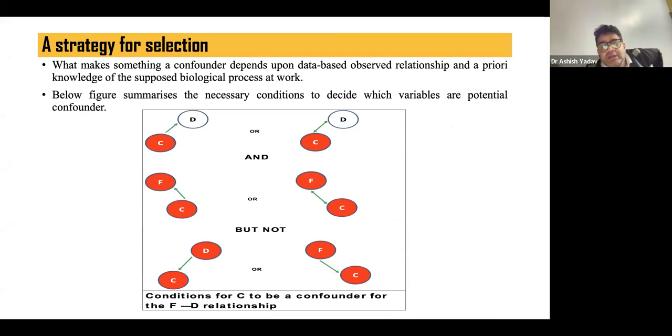What makes something a confounder depends upon data-based observation of relationships and prior knowledge. The figure below summarizes the necessary conditions to decide which variables are potentially confounders. So if C is related to D, directly or indirectly, and C is related to F, directly or indirectly, in that case your third factor C will be considered a confounding variable. But if C is a consequence of D or C is a consequence of F, in this case it will not be considered a confounding variable.